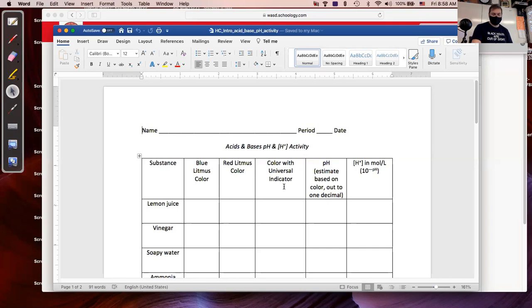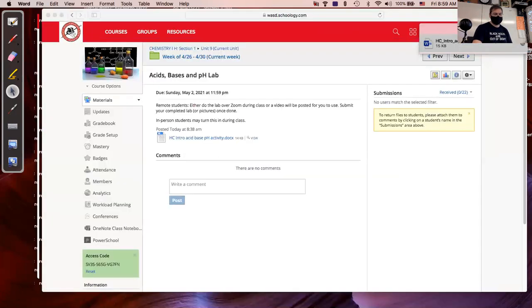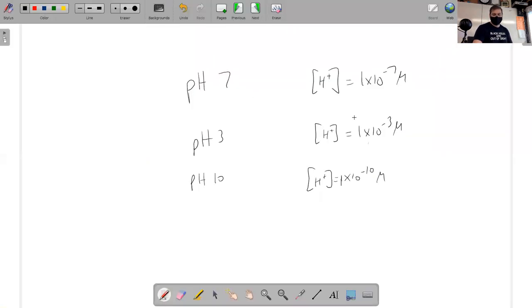The color with the universal indicator is based upon a chart that I'll show you. And you can estimate the pH based upon the color that the universal indicator looks like. And then whatever the pH is, you can change that into a hydronium or hydrogen ion concentration, which is the same as a hydronium ion concentration. You know, with this simple idea that the pH of 7 has a hydrogen ion concentration of 1 times 10 to the negative 7.